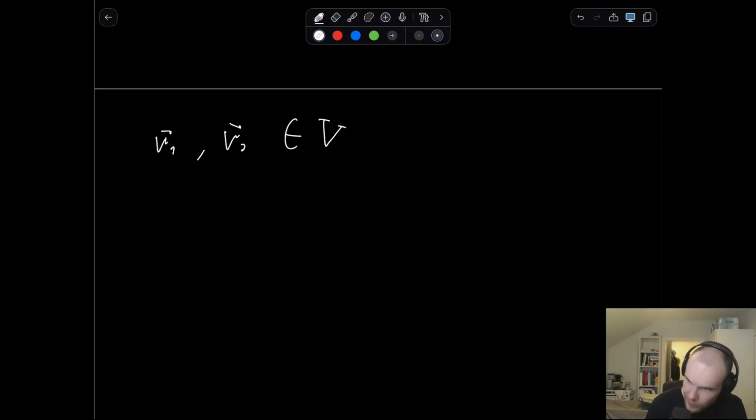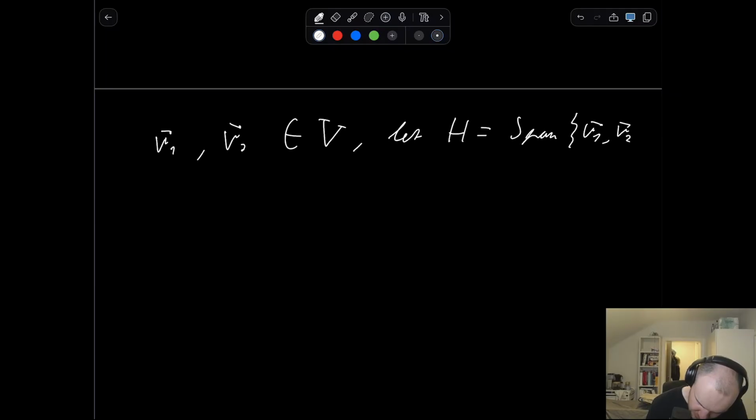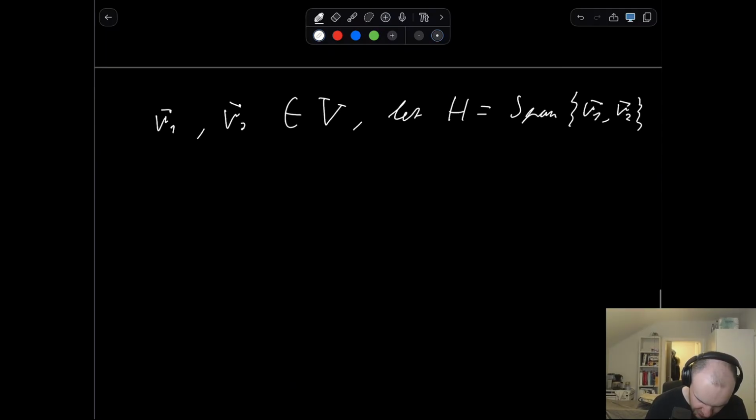So we have example 11, given that we have V1 and V2. Let's say they're in a vector space V, like that. Now let H be equal to the span of V1 and V2. This is not the same V1 and V2 as before. These are just arbitrary V1 and V2. Now we want to show that H is a subspace of V, right? Okay? So we can do that pretty easily.